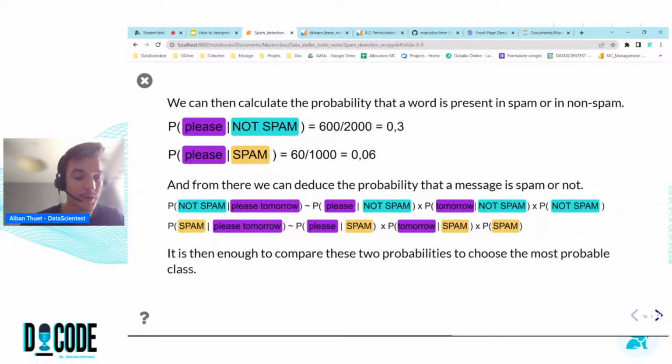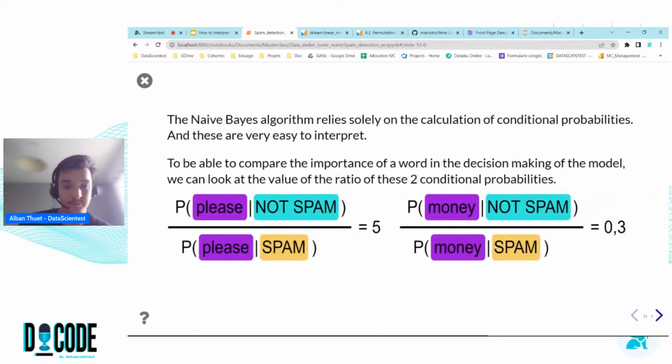And so now the question is, how can I say whether the final classification is a spam or not a spam? I can just compare those two probabilities, and I will say that the email belongs to the most probable category. So, for example, for please, if the email is only containing the word please, it's 5 times more likely to be not a spam than being a spam. And for the word money, it's 3 times more likely to be a spam than not a spam.